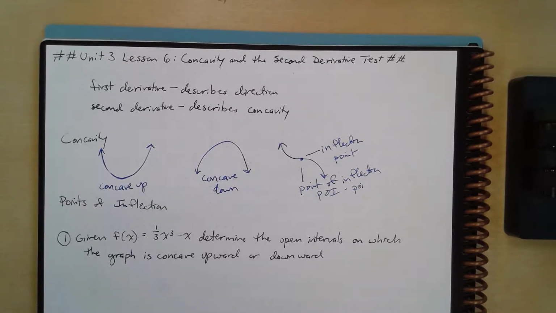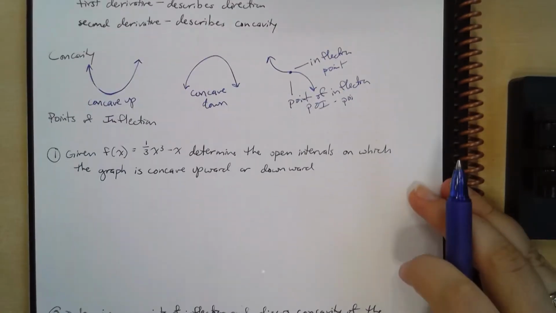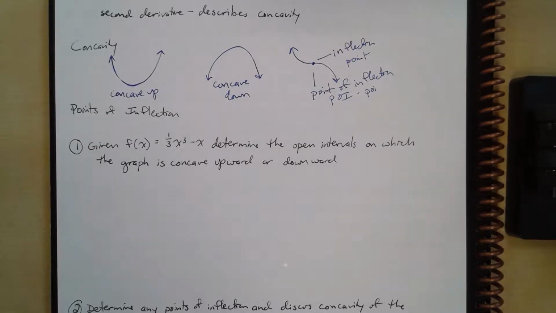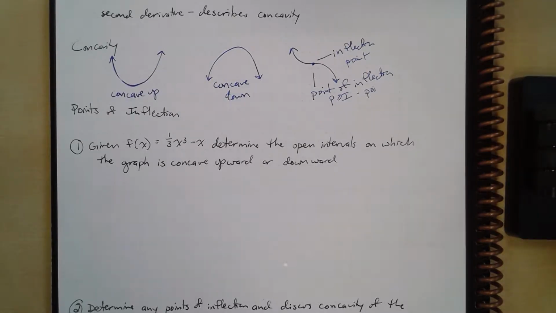So let's test for concavity here using the second derivative. We're going to use the second derivative to find out where our graph is concave up and concave down. We are given that f of x is equal to 1/3 x cubed minus x, and we're asked to determine the open intervals on which the graph is concave upward or downward. This test is very similar to the first derivative test, except that now we're using the second derivative.